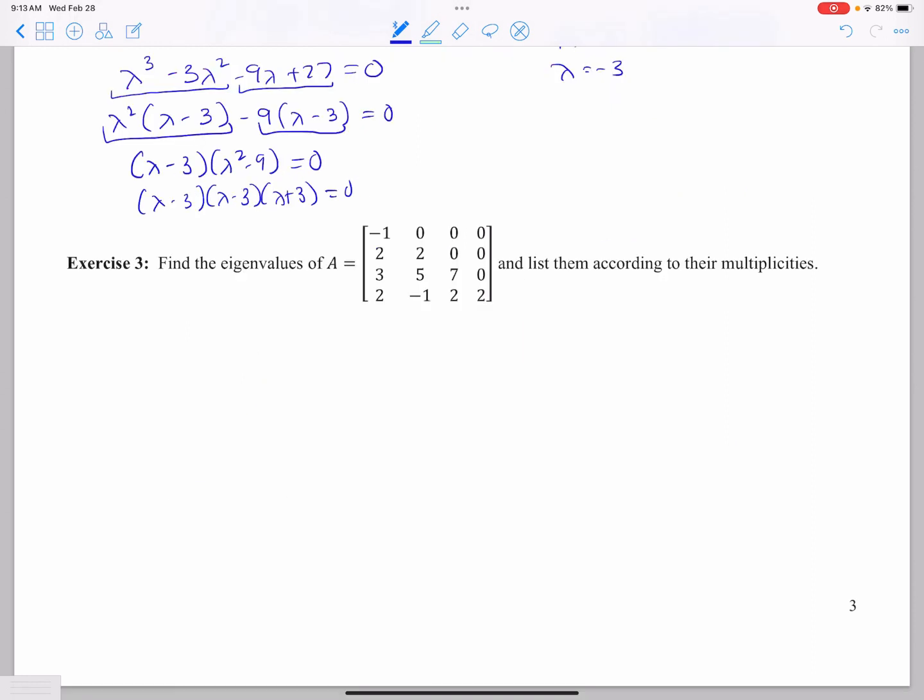The nice thing about diagonal matrices is that the eigenvalues are on the diagonal. So if you are given a triangular matrix or a diagonal one, here are the eigenvalues. So my eigenvalues are lambda equals negative 1, lambda equals 2, and lambda equals 7. Negative 1 has a multiplicity of 1, 2 has a multiplicity of 2, and 7 has a multiplicity of 1.